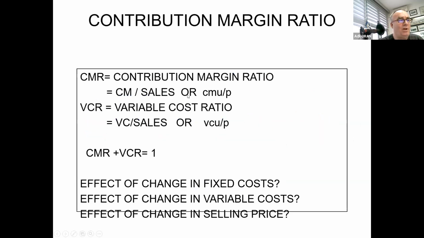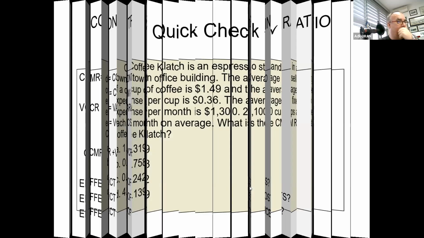So if you want the formulas, yes, contribution margin ratio is contribution margin over the sales number, or if you want to do it per unit, contribution margin per unit over the unit selling price. Variable cost ratio would be 1 minus this. So the sum of these is equal to 1. And what kind of differences can this make? So what do we have?